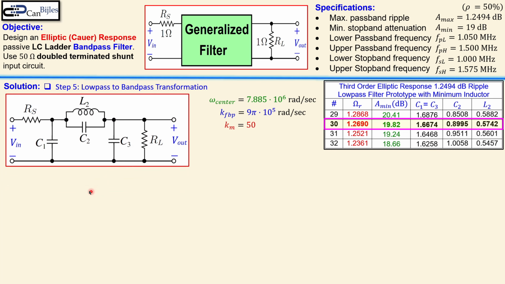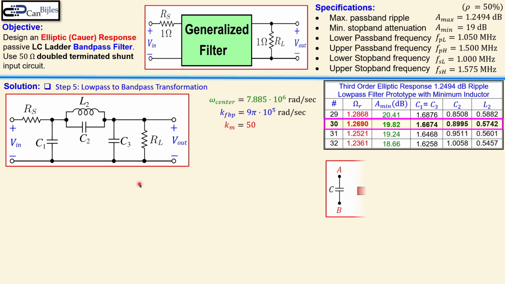This is the low pass filter for our elliptic response. We see the C1, C2, C3 and the L2. You see that also in the table, so we see actually also what these values must be in normalized value, because C1 is just this, 1.6674 farads. That's also for C3. And C2 is this value, 0.8995. And L2 must be 0.5742 Henrys. But this must be transformed to a bandpass filter.